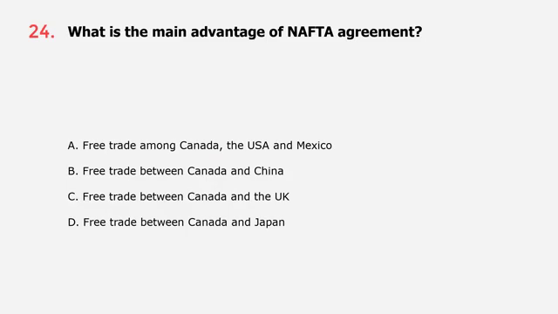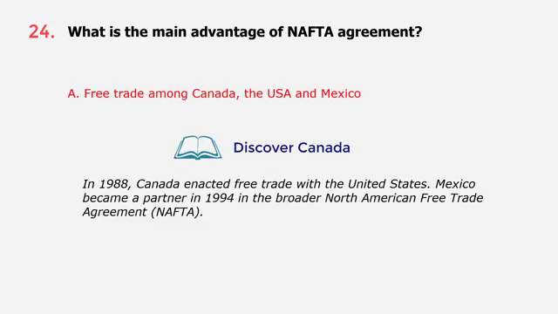Question 24. What is the main advantage of the NAFTA agreement? A. Free trade among Canada, the USA, and Mexico. B. Free trade between Canada and China. C. Free trade between Canada and the UK. D. Free trade between Canada and Japan. The answer is A. Free trade among Canada, the USA, and Mexico.